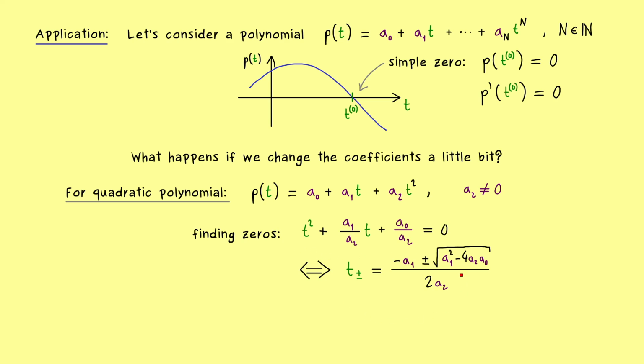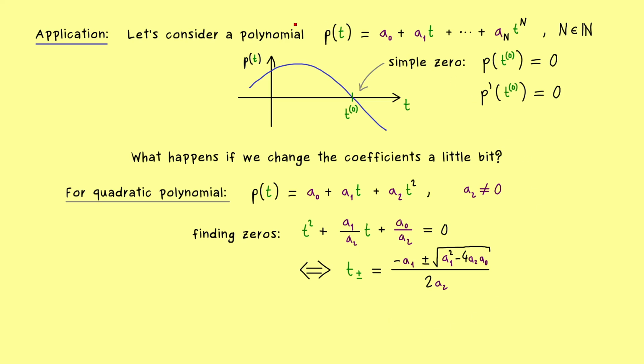However, if we assume that we have a simple zero here in the real numbers, then we also see what happens if we change the coefficients a little bit. So if we wiggle the coefficients in a C infinity sense, the zero will also change in a differentiable way. This is simply because the coefficients go into a C infinity function here.